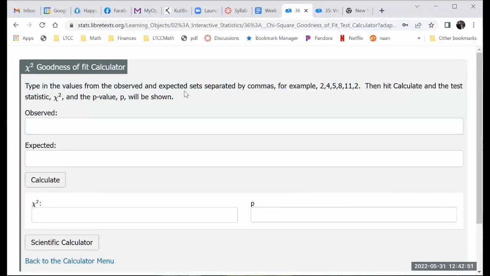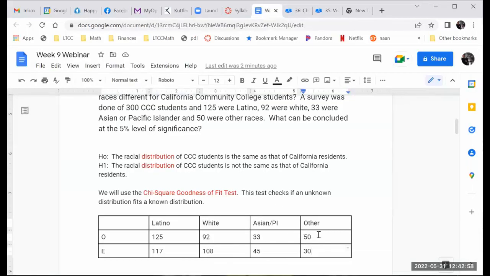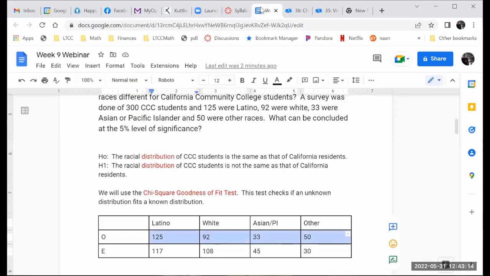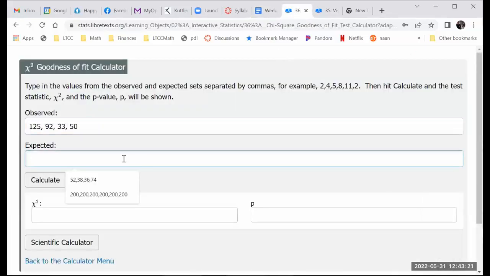It says to type in the values from the observed and expected separated by commas. So I'm going to go in here and copy and paste the observed in, and now put commas in. That wasn't too hard, was it? Then I can copy the expected, paste that in, and put in commas.